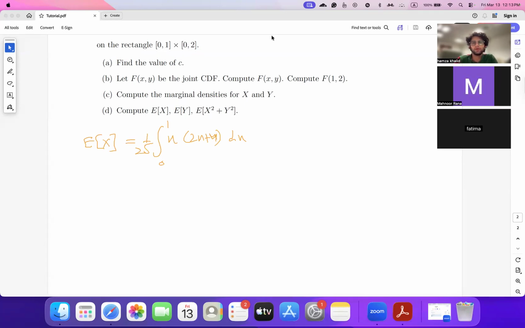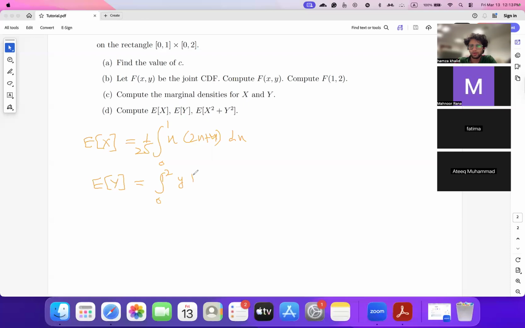In exactly the same way, what would you do for the other one? For the E of y, well, you have just the same thing, 0 to 2, and then y times small f of y, this thing over here. Is that point clear? Yes, it's clear. Okay.